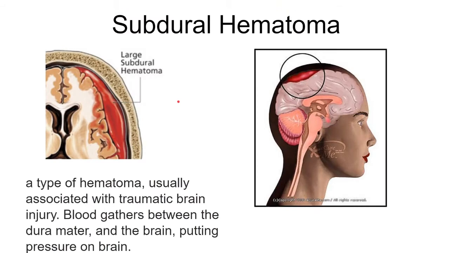Injuries that can occur: a subdural hematoma. Basically what happens is you have blood that kind of leaks in and sits on the brain because there's no easy way for it to escape out. So it's usually associated with some sort of traumatic brain injury. And the blood will gather between the dura mater and the brain, and it puts pressure on the brain, which obviously can cause problems.